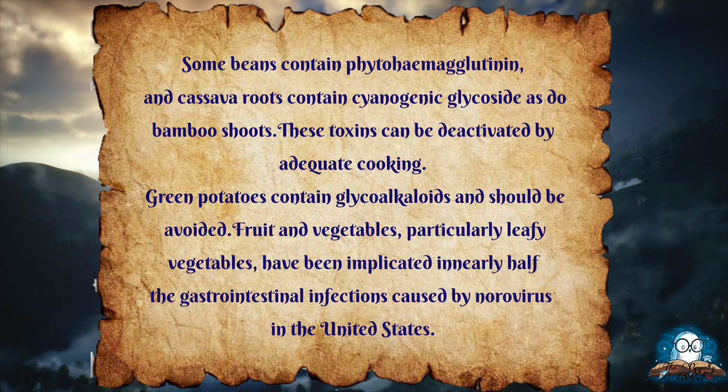Some beans contain phytohaemagglutinin, and cassava roots contain cyanogenic glycoside, as do bamboo shoots. These toxins can be deactivated by adequate cooking. Green potatoes contain glycoalkaloids and should be avoided.